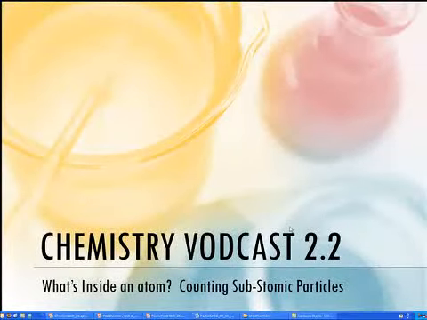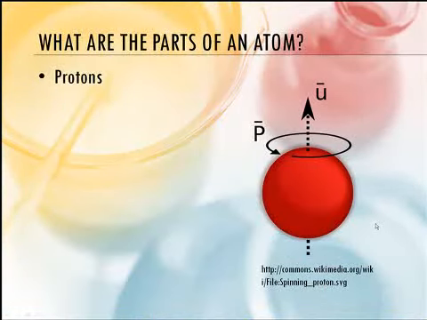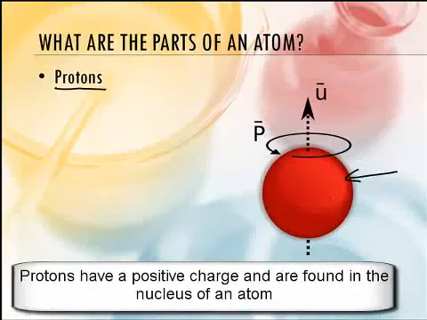Well, here we are. Today what we want to do is start counting subatomic particles. So this is video podcast 2.2. And so what are the parts of an atom? Something we do need to talk about. One thing is called a proton. A proton, if you really want to envision it, is really just like a tiny sphere inside of the nucleus of an atom.